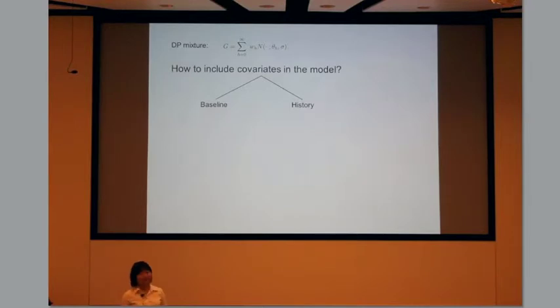That means if a patient experiences resistance after the induction therapy, and then we observe this patient from that resistance onward, then the time from induction to resistance will be the history. So how do we incorporate these covariates in our DP mixture model?